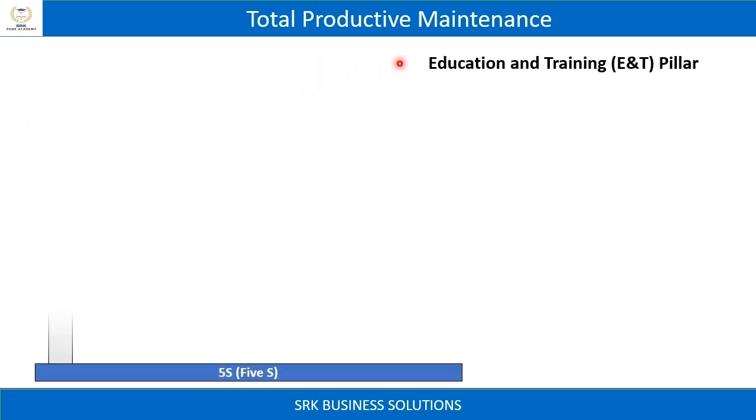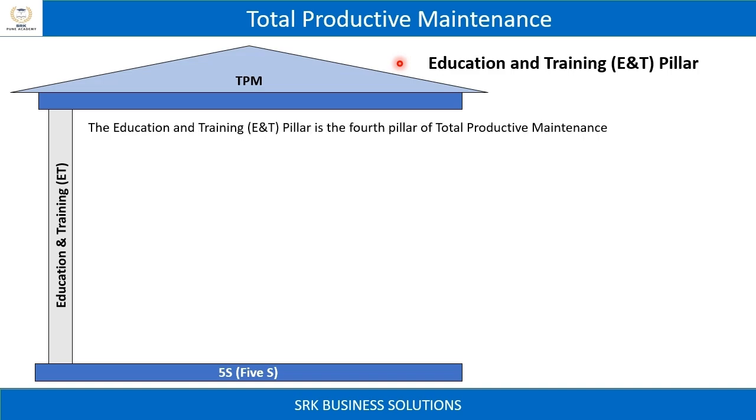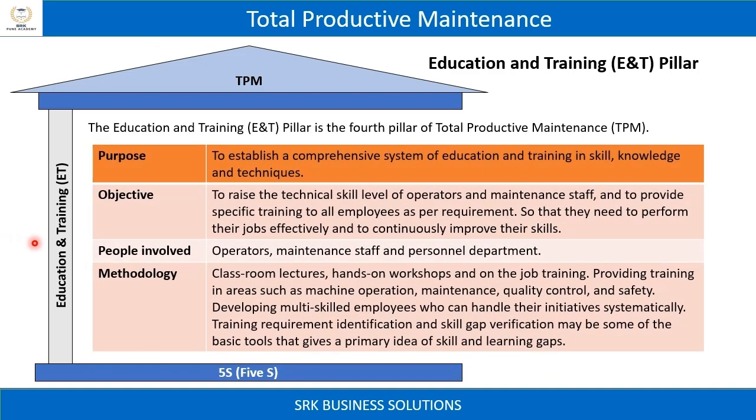The fourth pillar of TPM is the education and training pillar. The purpose of the education and training pillar is to establish a comprehensive system of education and training in skill, knowledge, and techniques. The objective of the pillar is to raise the technical skill level of operators and maintenance staff and to provide specific training to all employees as per requirement, so that they can perform their jobs effectively and continuously improve their skills.